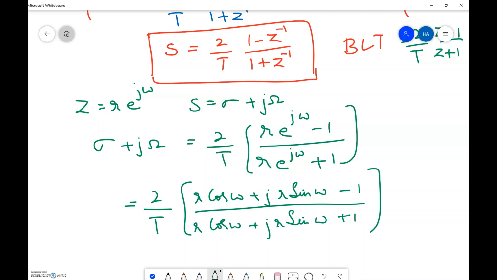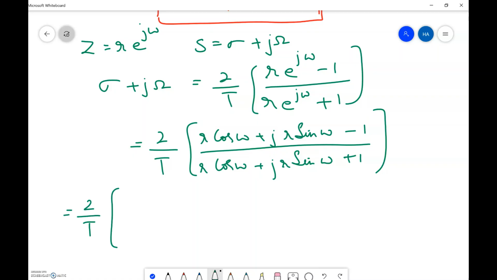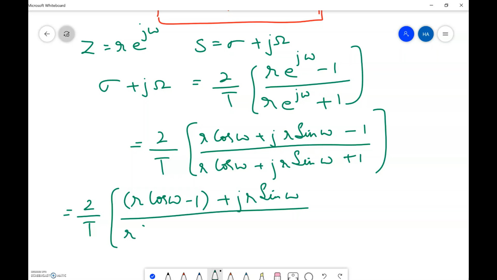Now you will have to rationalize this. So group the real terms to one side and the imaginary terms to the other side and rationalize it so that you can separate the real and imaginary parts. So r cos ω − 1 is the real part, plus j r sin ω is the imaginary part, divided by r cos ω + 1 plus j r sin ω.